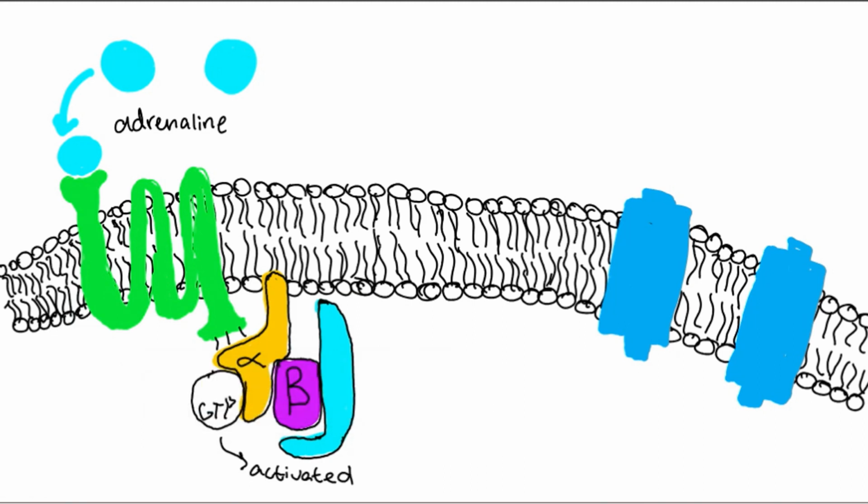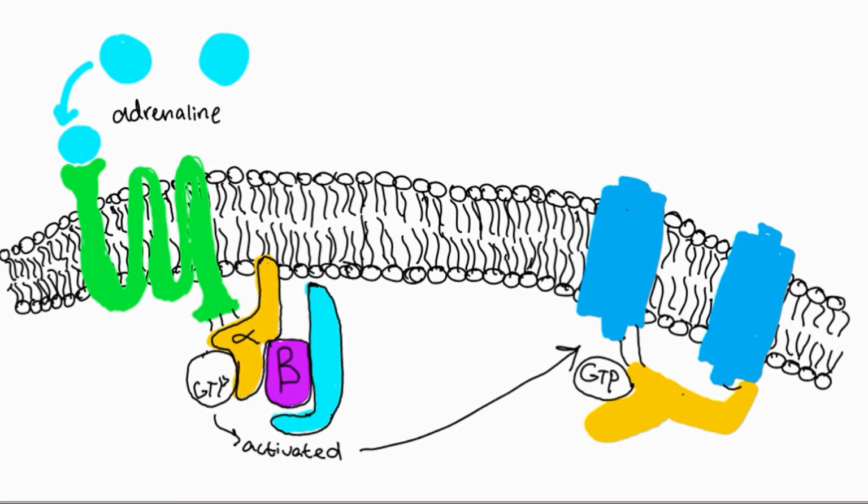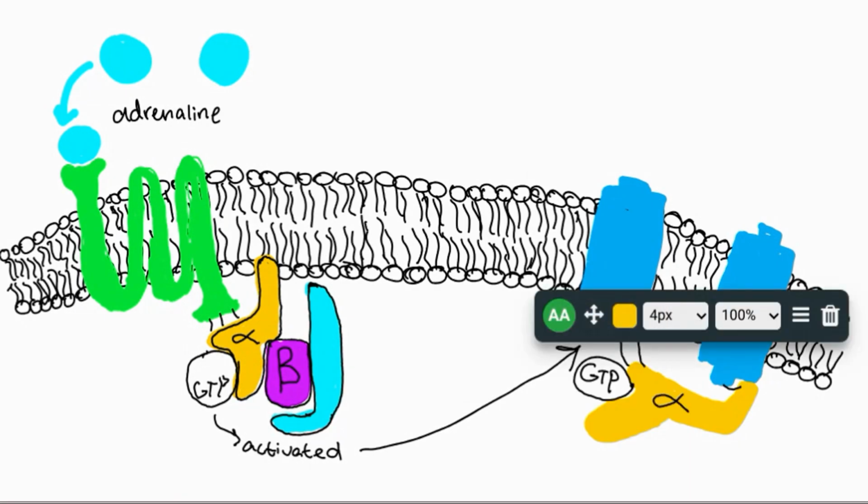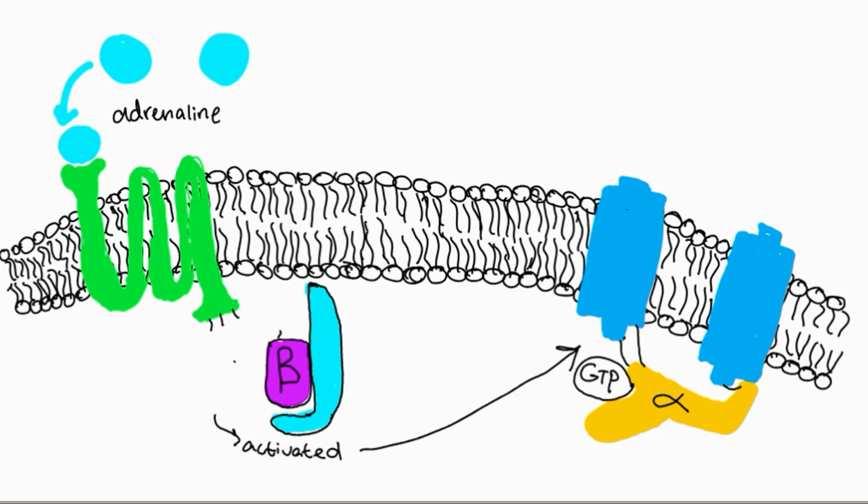G-alpha then dissociates from the rest of the G protein, and it binds to adenylyl cyclase. This causes the adenylyl cyclase to become activated and go through a conformational change in shape, which then mediates the conversion of ATP to cyclic AMP, which is a second messenger.